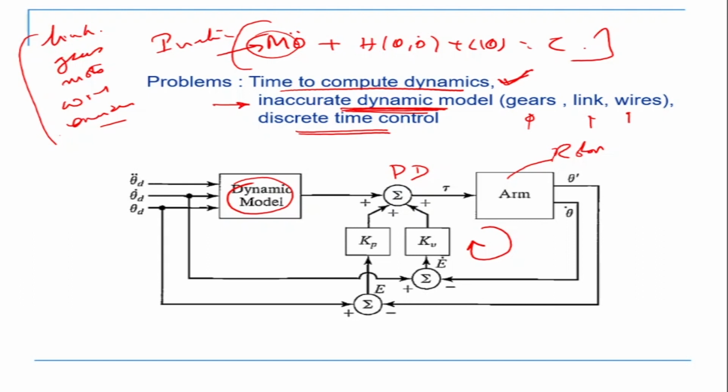The third is discrete time control. As I was saying, it takes time to control, so there is some error involved, and it is discrete time. You cannot do it in continuous time, because that is infinite. So you have to compute this at a particular instance of time. What I mean is, if the link is moving from here to there, I compute this at a particular instance of time. I cannot compute it at every instant because it is infinite. So the third problem that comes up is discrete time control.